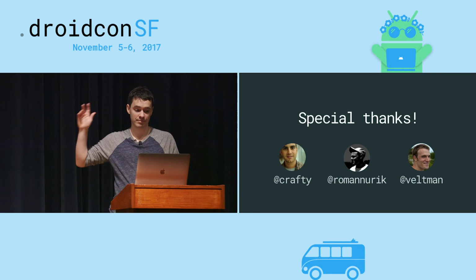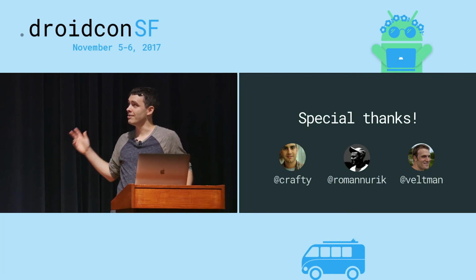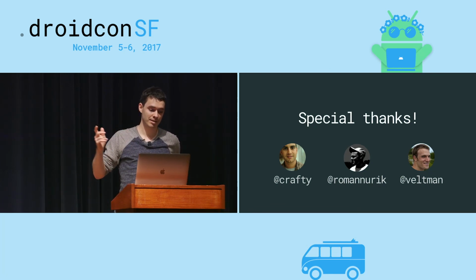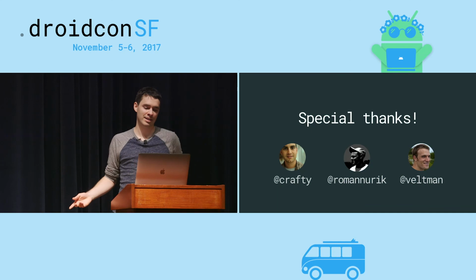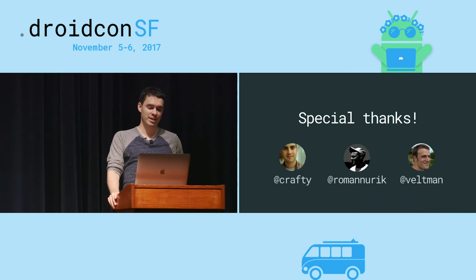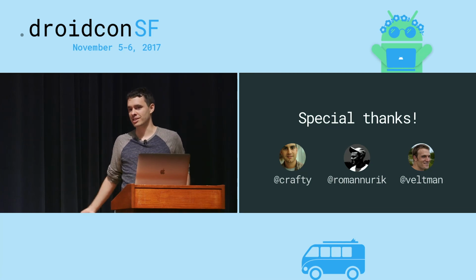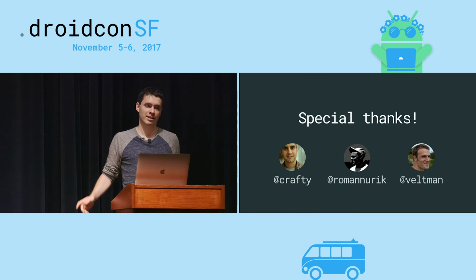So special thanks to these guys because they have been really awesome. Nick Butcher and Roman Nurek, who both work at Google. Nick, I've been talking to him for a year and a half about icon animation, and it's been awesome. Roman inspired me to start working on Shapeshifter because he's known in the Android community for creating web apps and dev tools. So he taught me a lot.